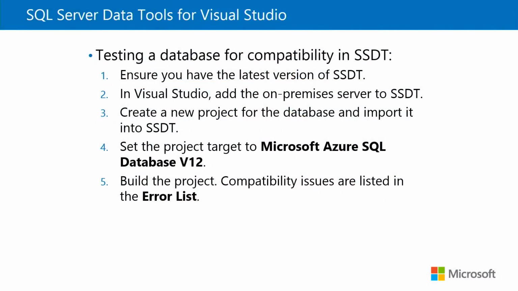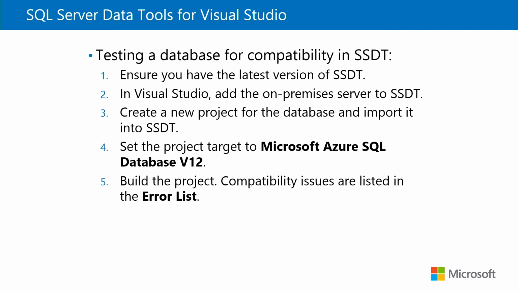Once you have the latest SSDT downloaded and installed with Visual Studio, you open Visual Studio and you add the server that you want to check for compatibility and possibly migrate. So you open the SSDT tab, you add in that server. Once you add in the server, you create a project for that server. And you're going to do it for a single database. This is done on a per database basis. It can't look at all the databases for you. You have to add each one manually and do each project separately. You import that database into the SSDT.